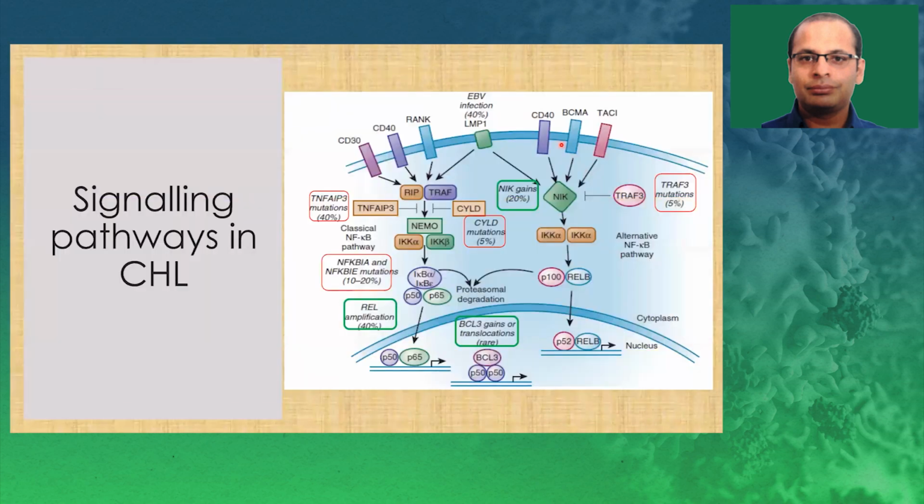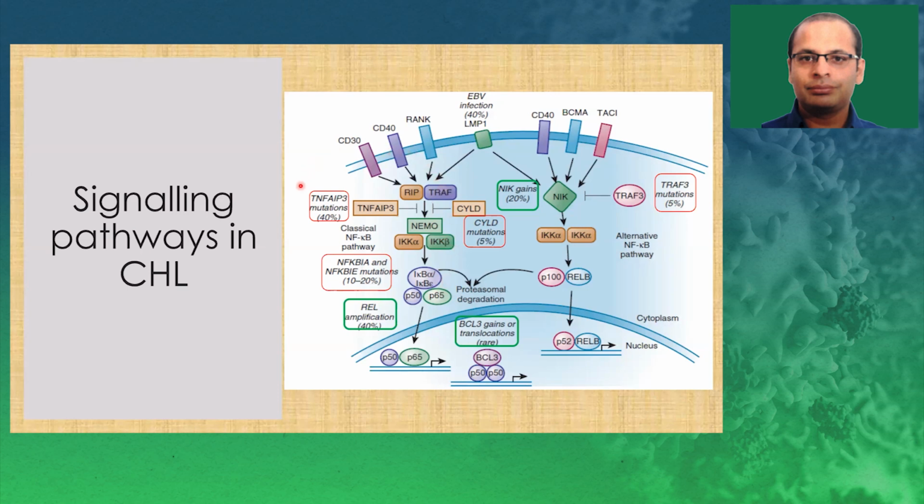If we see the signaling pathway, this is the predominant pathway mediated by CD30, CD40, and RANK ligand, as well as EBV infection, which occurs in almost 40% of the cases. We see that this is the most common pathway, which involves NEMO, IKK, and NF-kappa B.